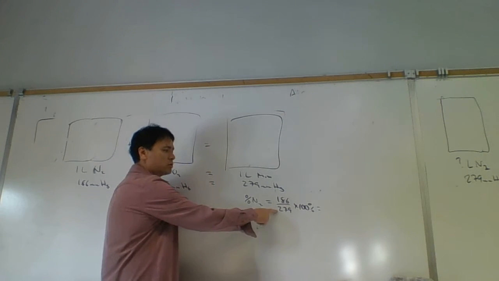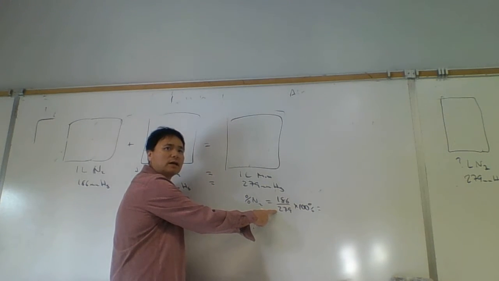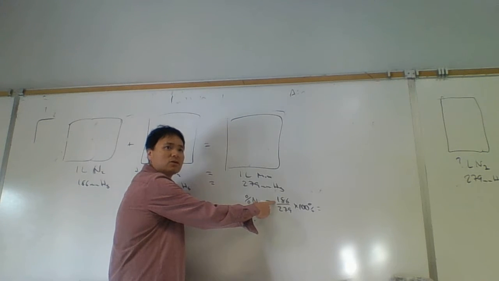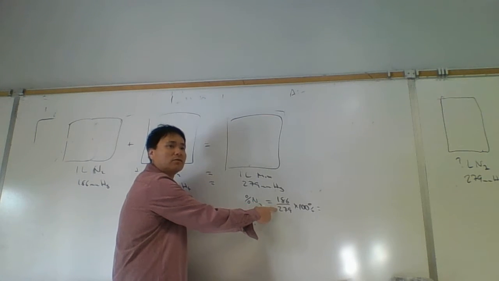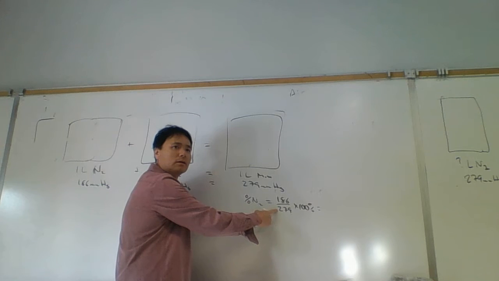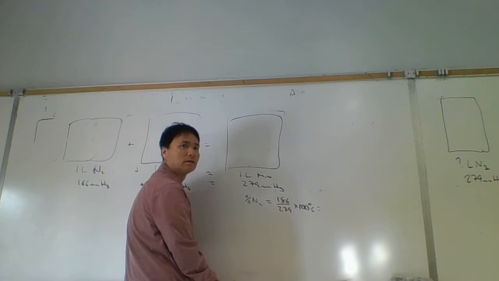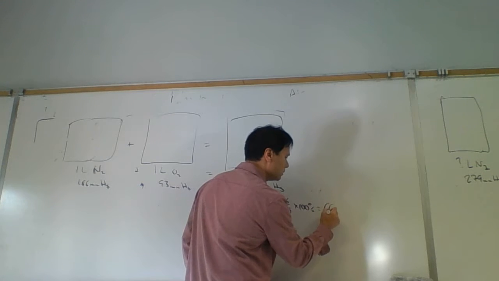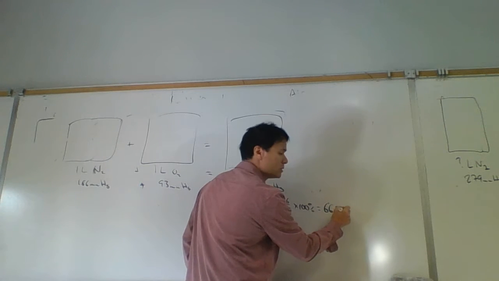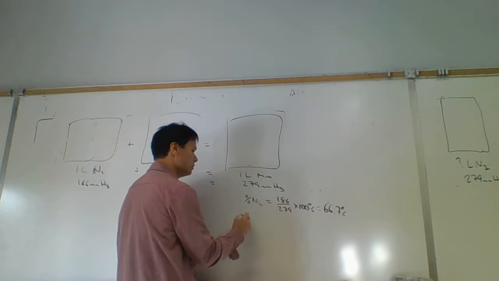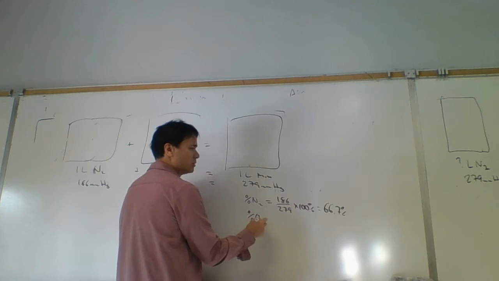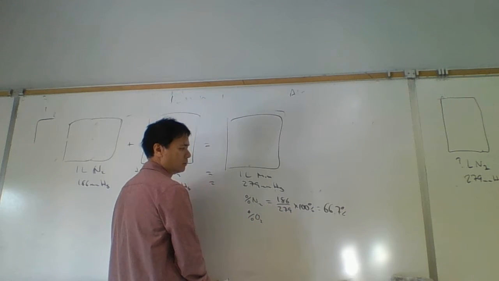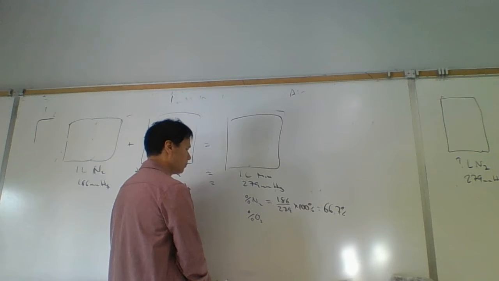The total is 279. Out of that 279, how much is nitrogen? 186. So 186 parts out of 279 times 100% gives me what? 66.7? 66.7% nitrogen. All right, the percent oxygen is going to be the balance, which should be 33.3, or we could calculate it.